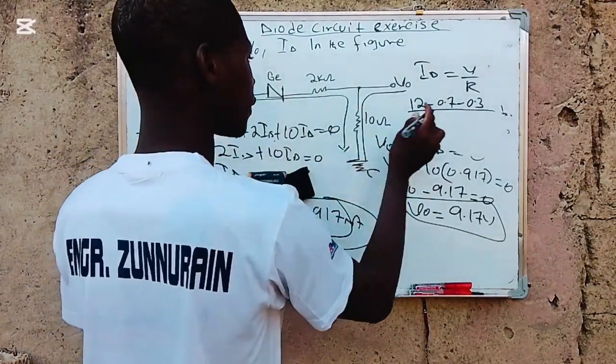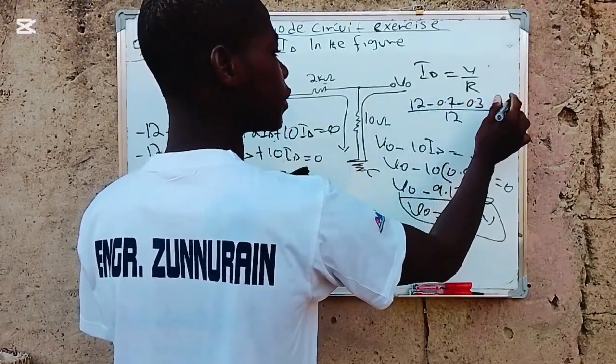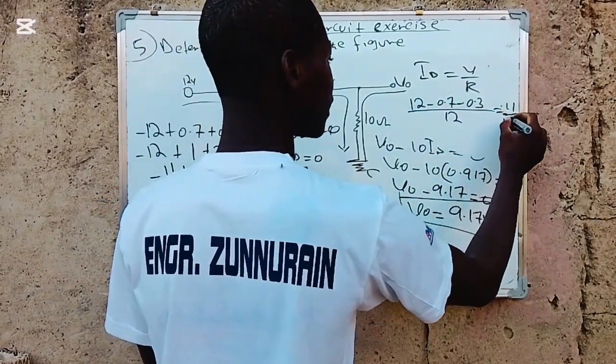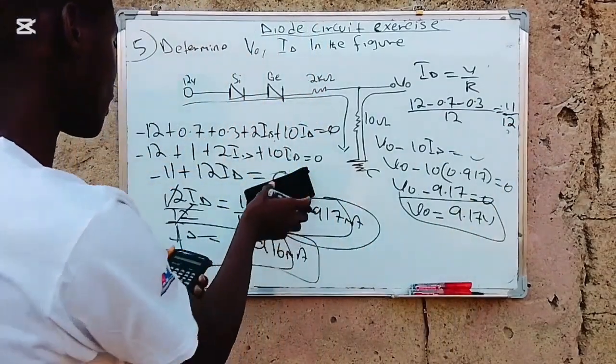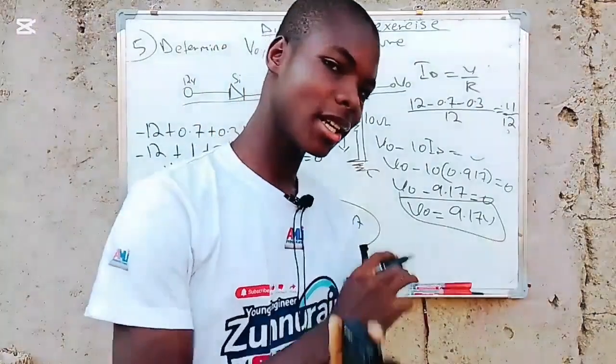Divide by the sum of this resistance, which is 12. So this minus it will give me, first, 1. 12 minus 1, it will give me what? 11 divided by 12. So as you can see, it gets back to this 11 divided by 12, it will give us the same.